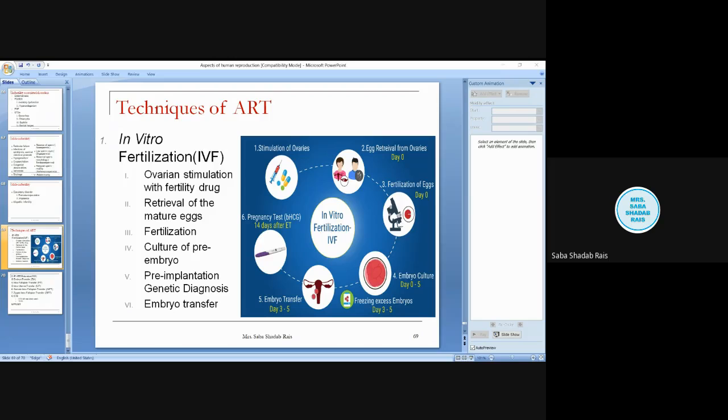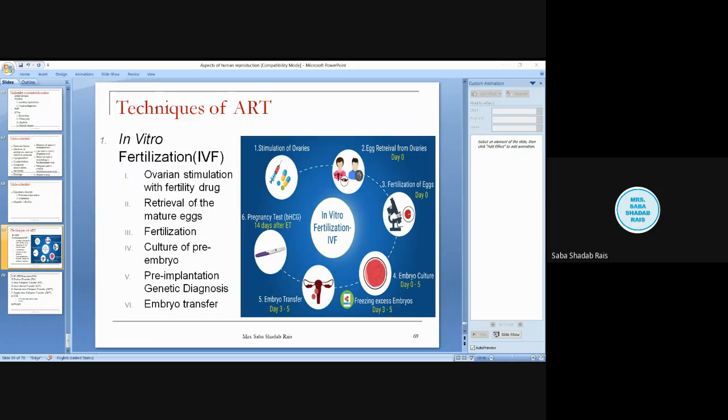But a transvaginal method is also there, known as transvaginal ultrasound aspiration. In that, they use ultrasound guidance and suck out the oocytes using an aspiration pipette, and thereafter the eggs pass from the ovary through the vagina into that aspirating pipette.